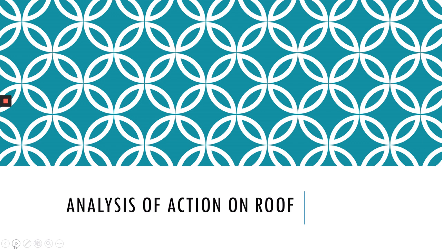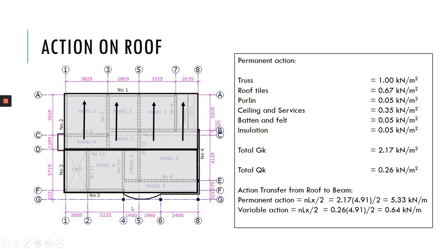So next we have to analyze action on roof. So let's say I have this roof layout plan. Okay, so the roof tile will transfer the load from this section to this section to this section. I only have 2 support here. Okay, so you may have 3 support if you would like to have. Okay, so it depends. So in my case, I will only have 2 support here. So they will transfer the load from here to here and also from here to here.